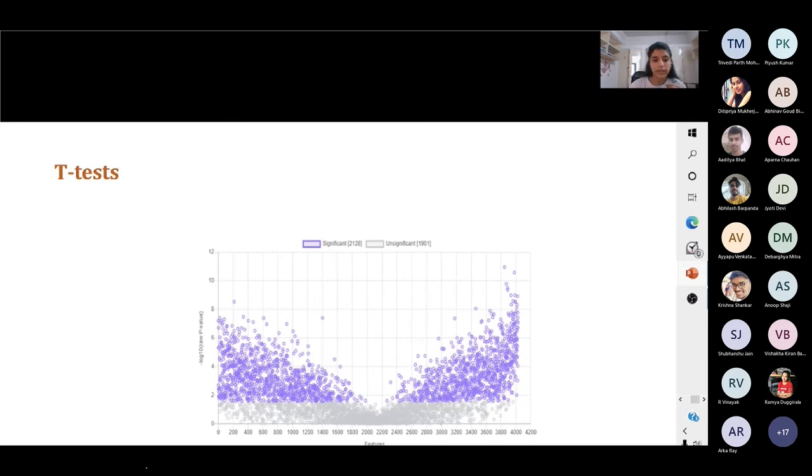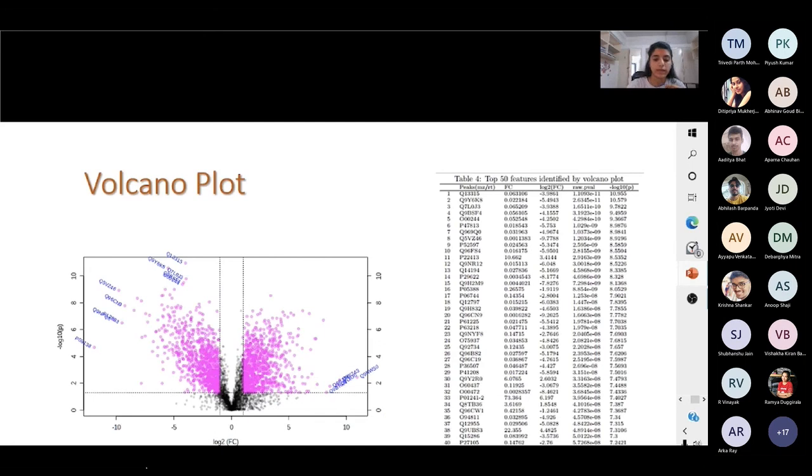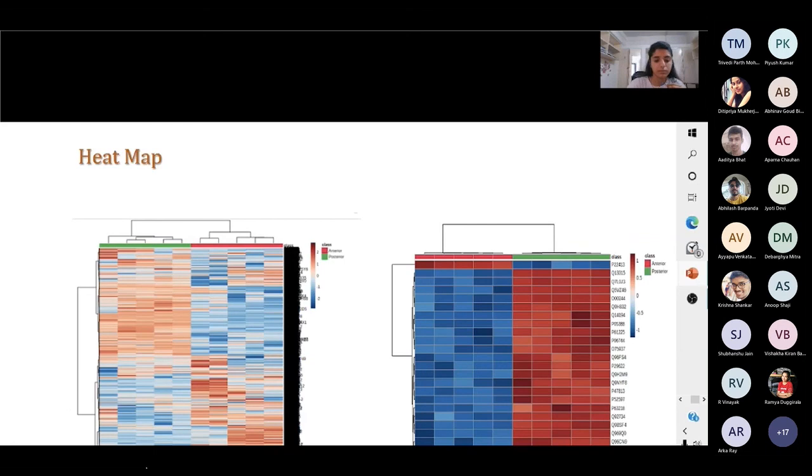After the t-test, I performed the volcano plot analysis, in which volcano plot is the most reliable. It is done because it involves both the fold change and the p-value cutoff from the t-test analysis. In this, I observed significant and insignificant proteins, and the top 50 proteins identified by the volcano plot were further analyzed.